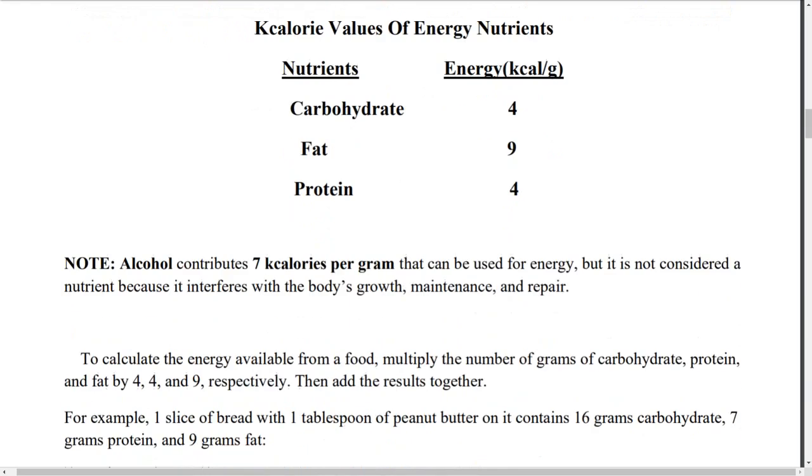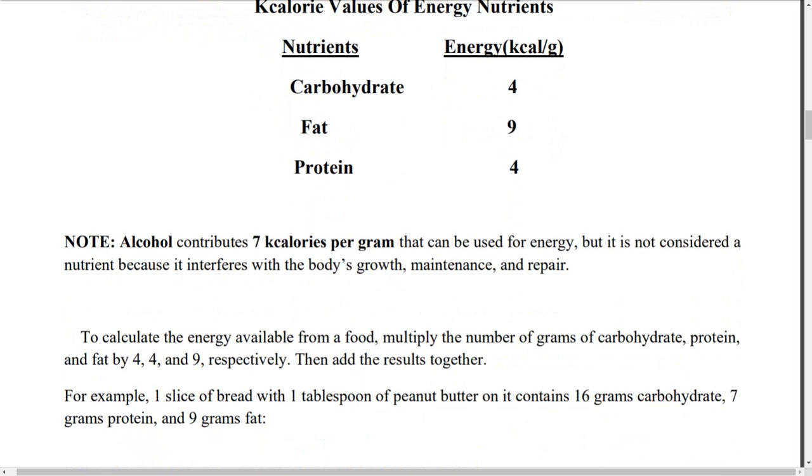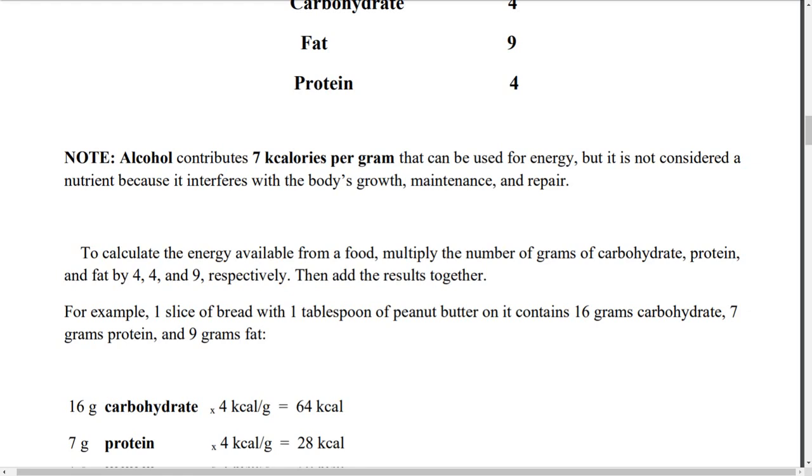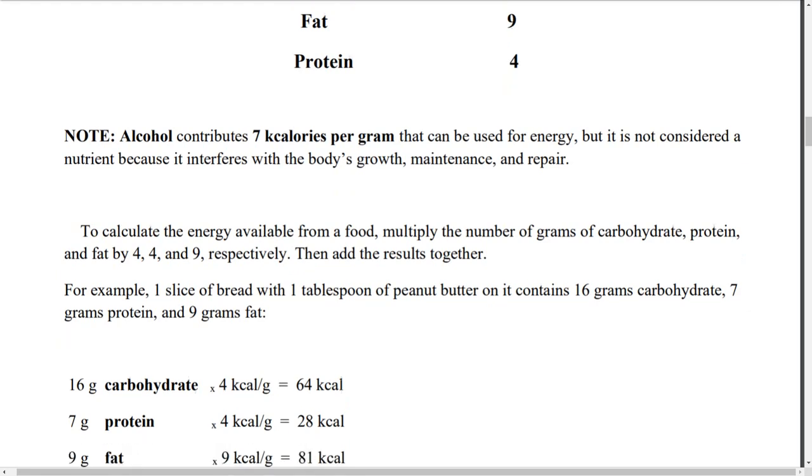To calculate the energy available from a food, multiply the number of grams of carbohydrates, protein, and fats by 4, 4, and 9 respectively. Then add the results together. For example, 1 slice of bread with 1 tablespoon of peanut butter on it contains 16 grams of carbohydrate, 7 grams of protein, and 9 grams of fats.